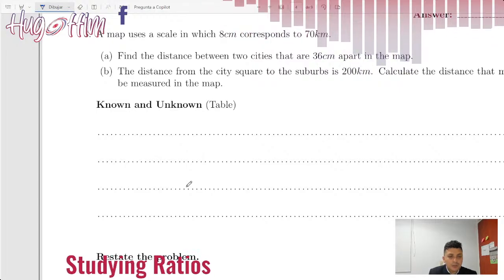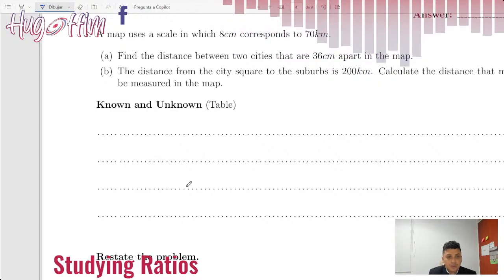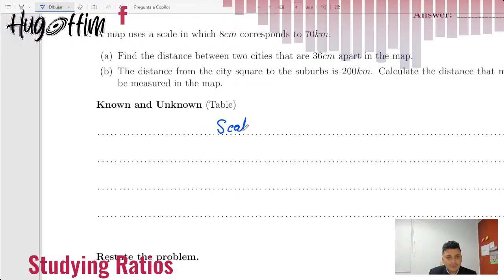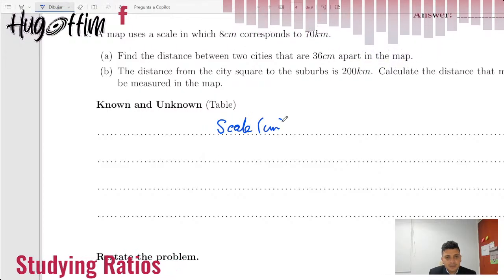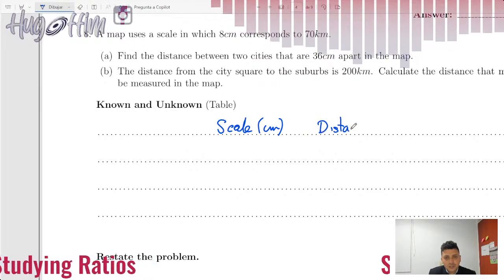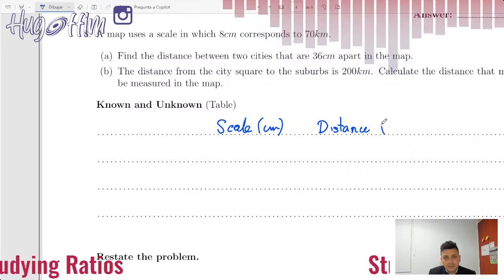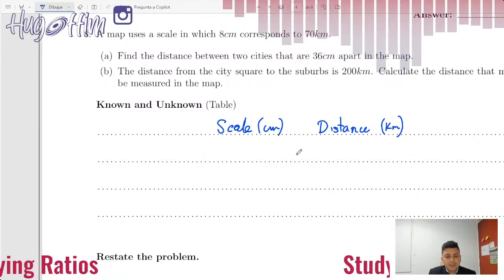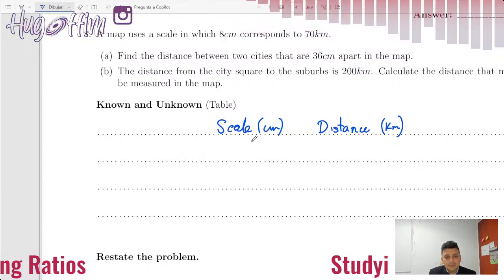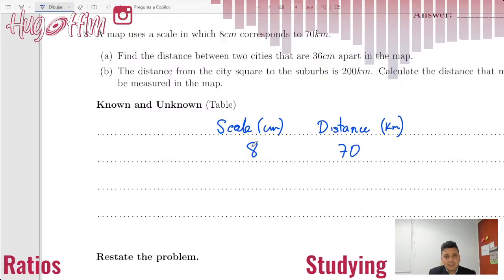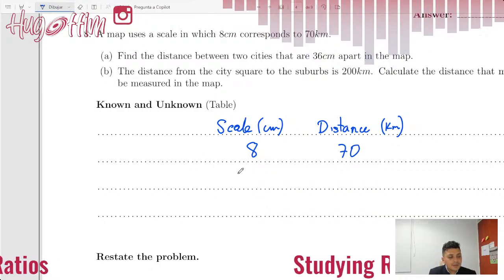So essentially we're going to do exactly the same. We're going to use my table. In my table, I'm going to put the scale in centimeters, and the actual distance in kilometers. The 8 centimeters of my map corresponds to the 70 kilometers in distance.